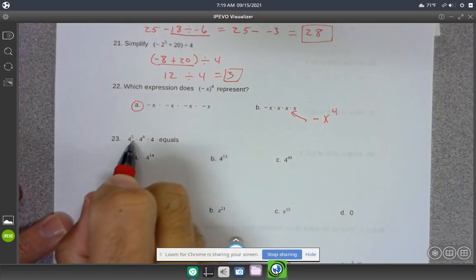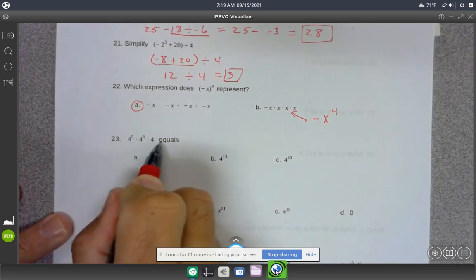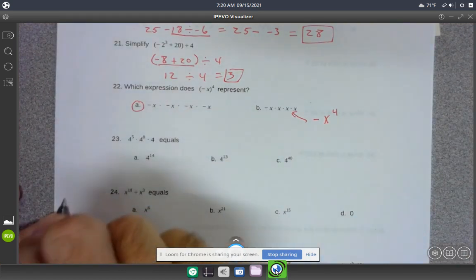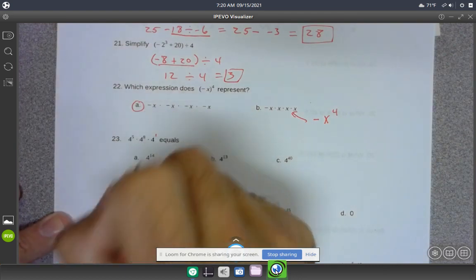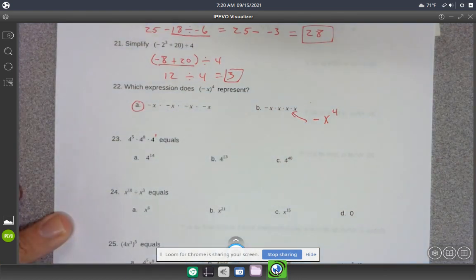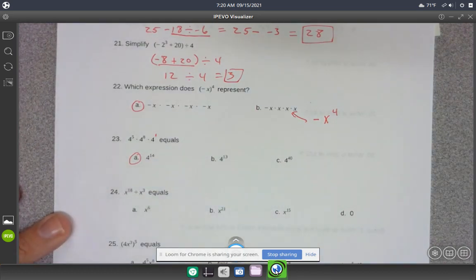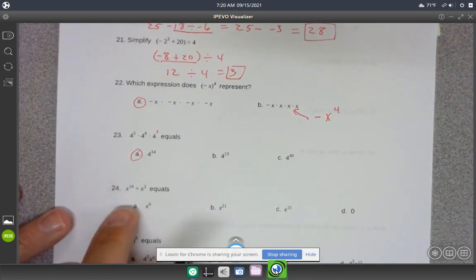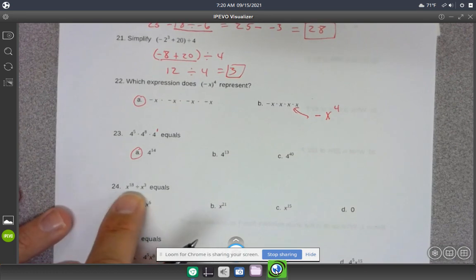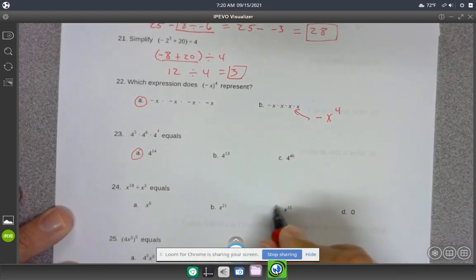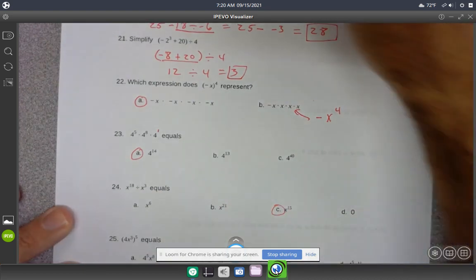23, you're multiplying all these 4's together. So what we get to do is we get to add the exponents. Just don't forget that there's a 1 there. 4 to the first power. All those exponents add up to 14. On 24, since it's division, we will subtract the exponents. 18 minus 3, it's going to be 15.